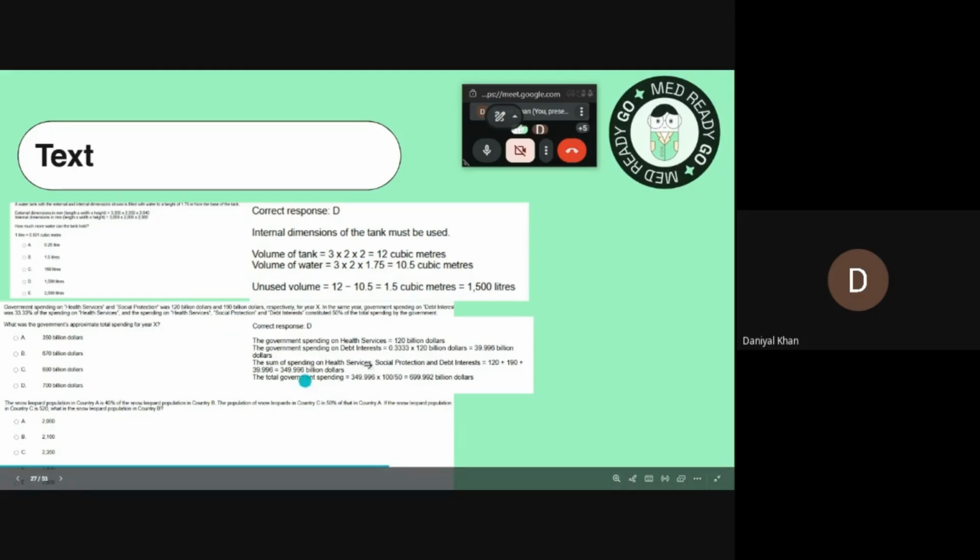Anyway, moving on to the next question. The snow leopard population in country A is 40% of the snow leopard population in country B. The population of snow leopards in country C is 50% of that in country A. If the snow leopard population in country C is 520, what is the snow leopard population in country B? So in questions like this, you're not being given anything apart from one actual integer value, which is for country C. So that's where you start. So country C, and we're trying to find out country B. So what we do first is country C population is 50% of country A, which means country A is double that of country C. So 520 times 2 is 1,040.